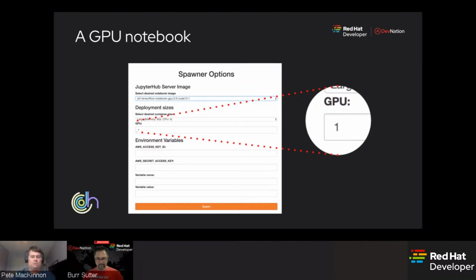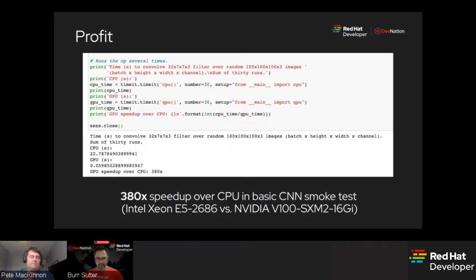How do I get to a GPU? How do I leverage it? And this is the payoff. So this is a smoke test I use a fair amount when standing up GPU-enabled environments for OpenShift, just to make sure that everything is aligned correctly. And basically it's not really exercising a model. It's basically taking a tensor and convolving it, running a filter over it. But what we see here is a 380 times speed up over that CPU in this basic test.